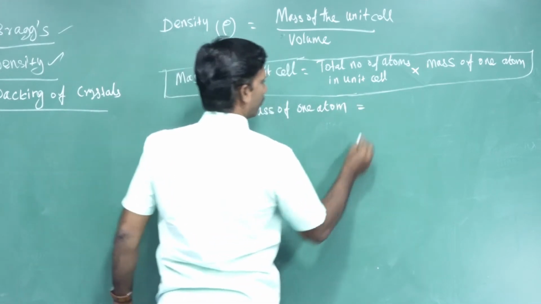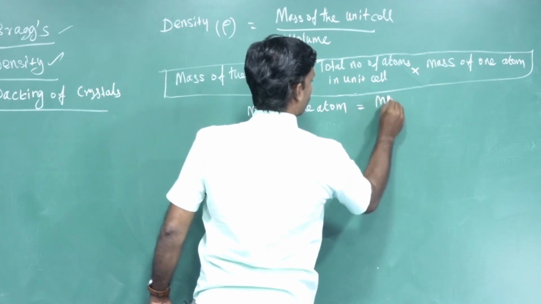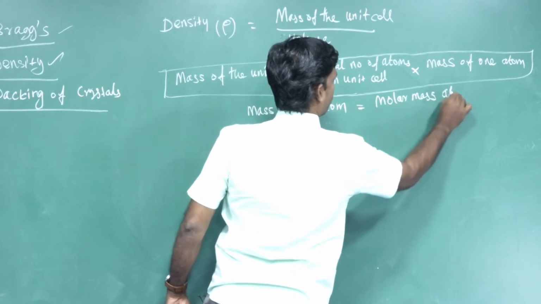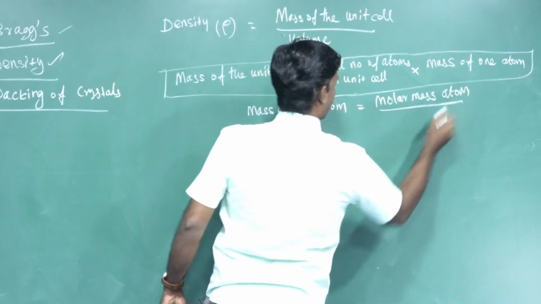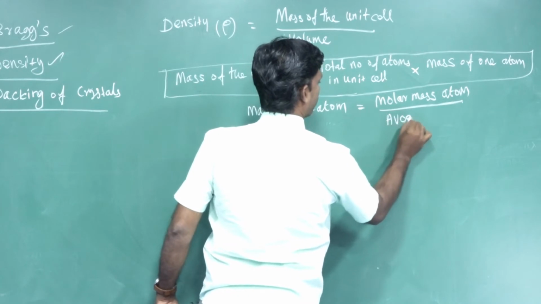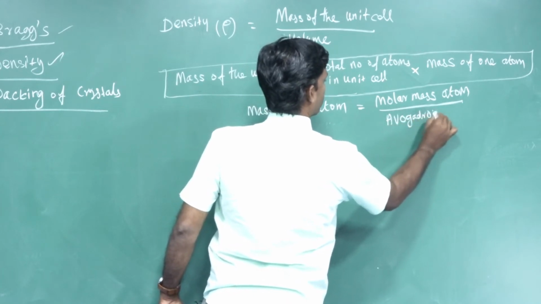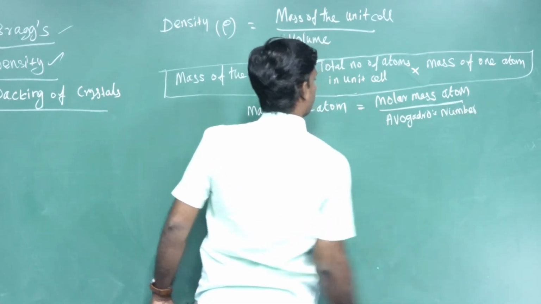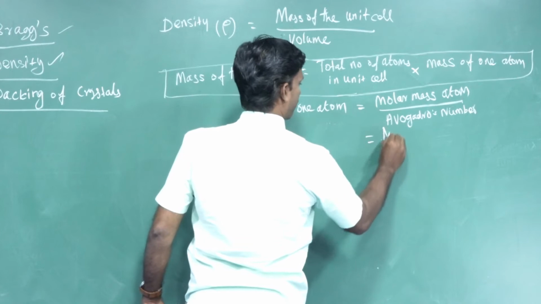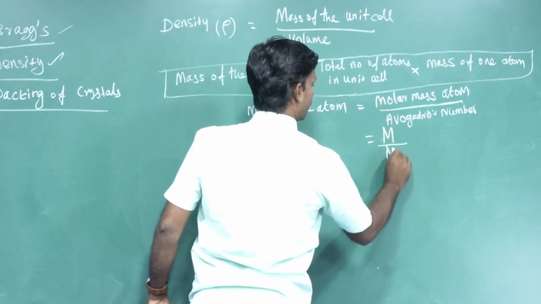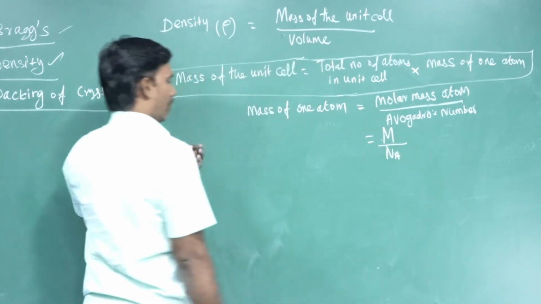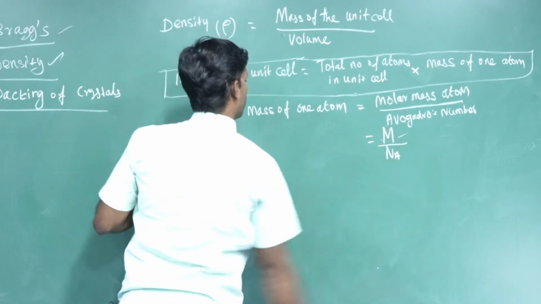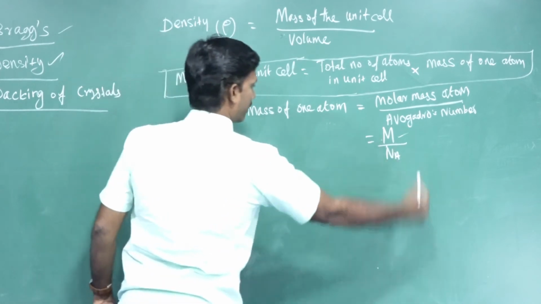Then the mass of one atom is equal to the molar mass of the atom divided by Avogadro's number. Molar mass can be given as capital M, and Avogadro number can be given as N_A. So by using this formula, mass of one atom equals molar mass divided by Avogadro number, that we can calculate.